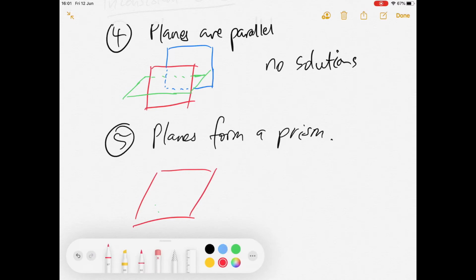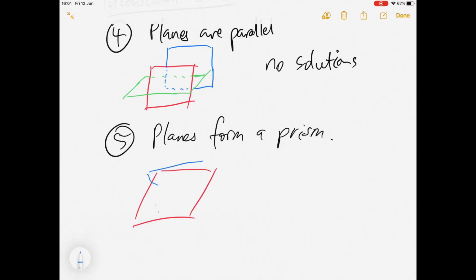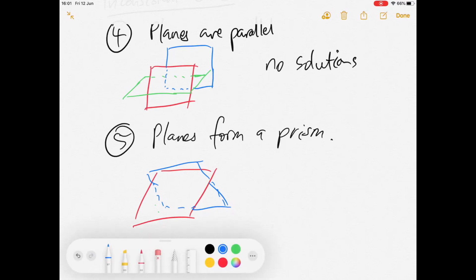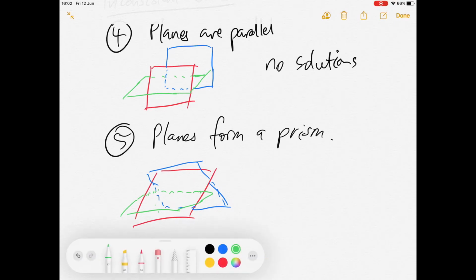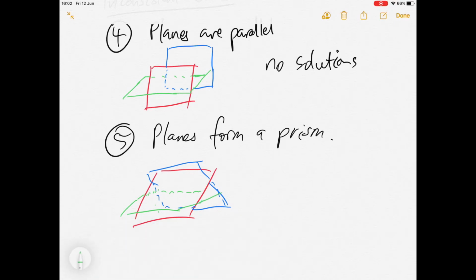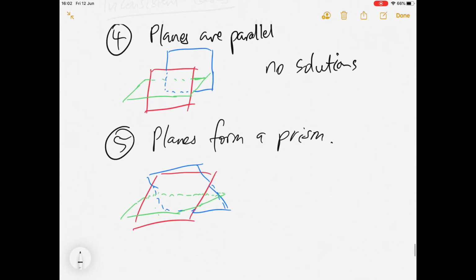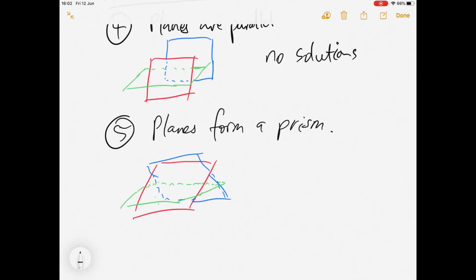So I'll just try again. So red plane here, blue plane here, and then green plane horizontal, but doesn't, like this, and all three planes do not meet at any point. There's no point that lies on all three planes. So this again has no solutions.